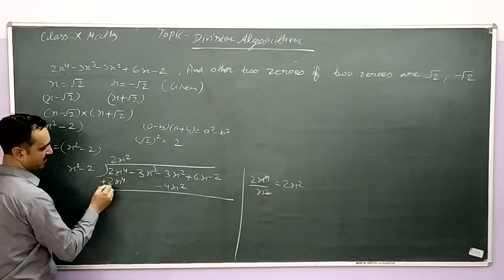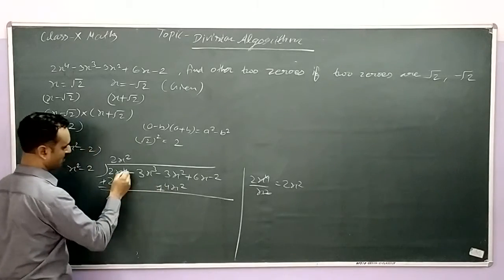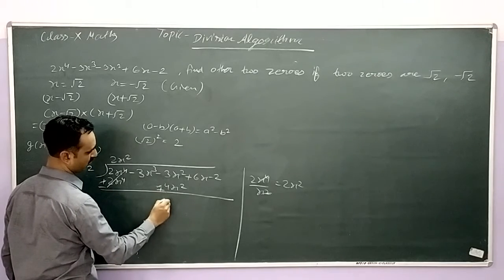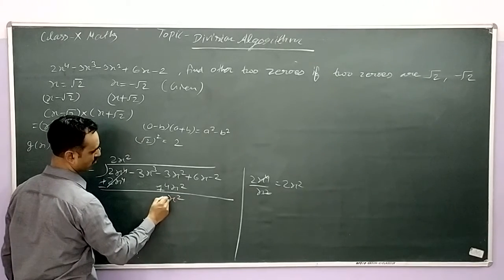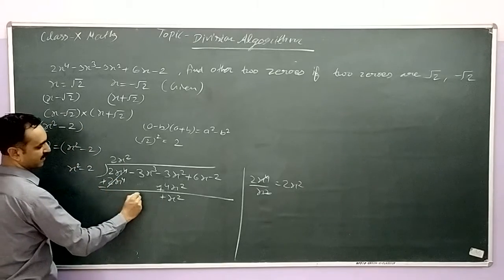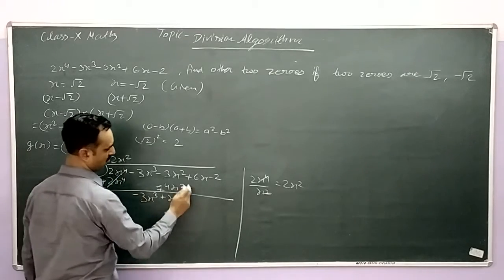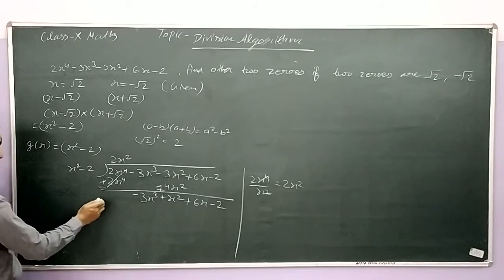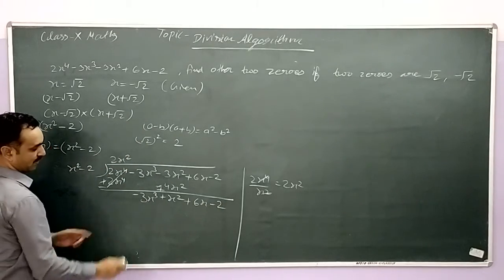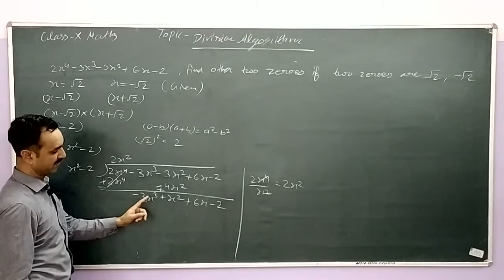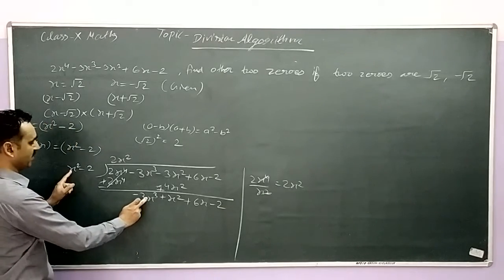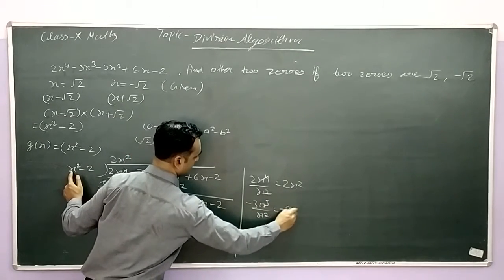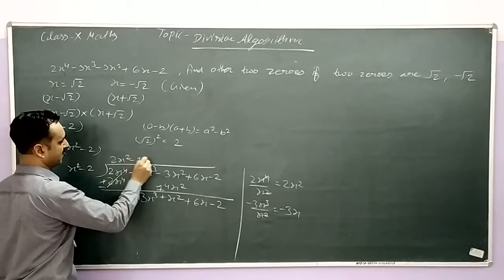So this is positive, sign change, negative, sign change. Plus and minus cancel out. Minus 3 and plus 4 will be plus 1, so plus 1x square minus 3x cube plus 6x minus 2. Again, for the first term, keep in mind, you have to take the higher degree, higher power. So minus 3x cube divided by x square, you will get minus 3x. So we will write minus 3x here.